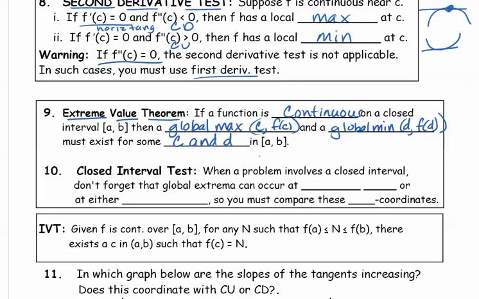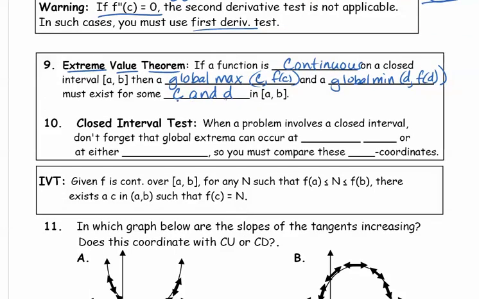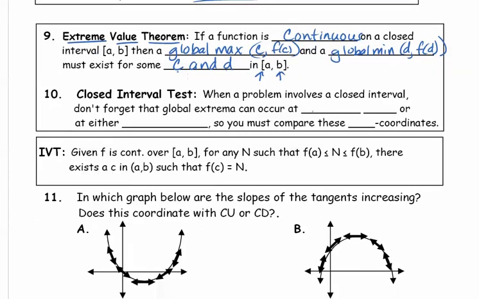All right, so they could be at the endpoint. So notice that c and d could be at the closed endpoint. So c could equal a, for example. And the closed interval test, remember what you had to do in the previous assignment. So when you have a closed interval, the global extrema can occur at critical numbers or at either endpoint. They have to be closed endpoints. So you must compare all of those y coordinates to find the global extrema if you have a closed interval.